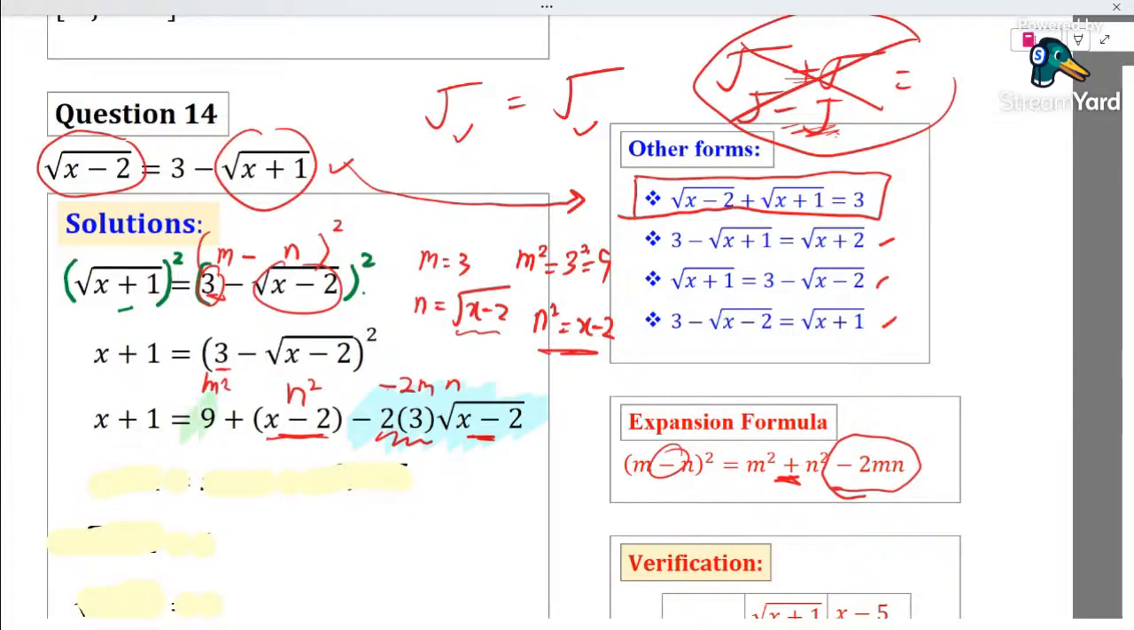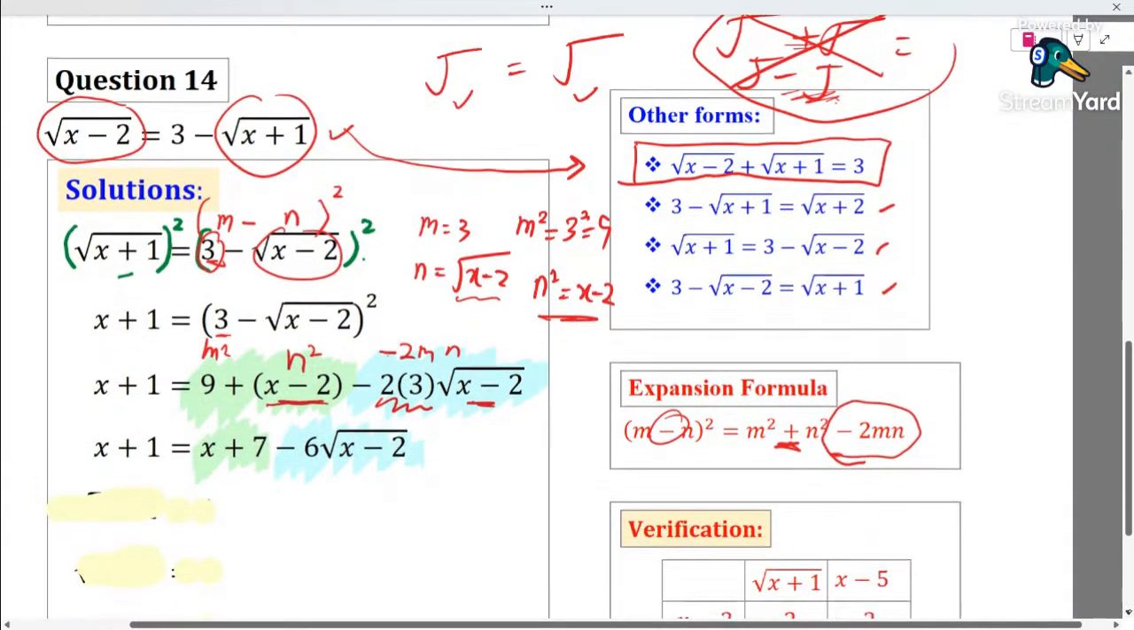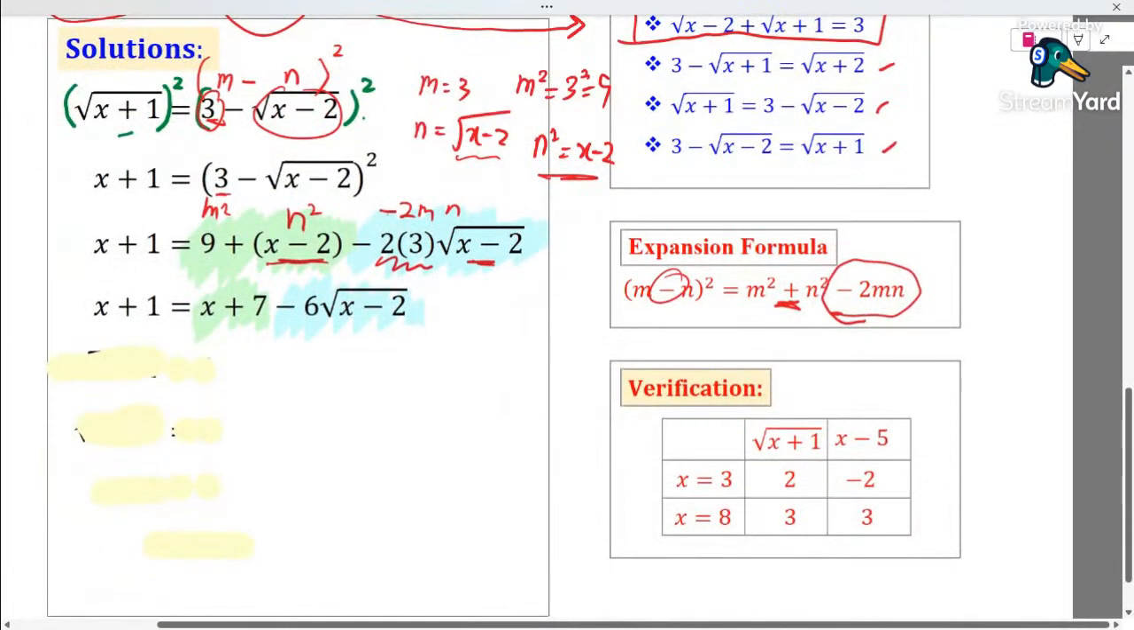To simplify the part without square root, this part I highlighted in green. So I have x plus 1 still remaining the same on the left. Simplify the part I highlighted in green, I suppose I have x plus 7, 9 minus 2 is 7. Then plus, the one highlighted in blue, what I will have now is minus 6 square root of x minus 2. Okay. Reach up to here.